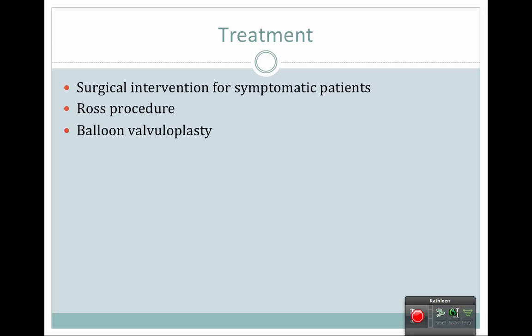Thus, individuals can lead an active life without the risks associated with anticoagulation therapy. This is especially important for women of childbearing age needing aortic valve replacement, as anticoagulation is contraindicated in pregnancy. Balloon valvuloplasty is also another option. Surgical intervention is for patients who are symptomatic.